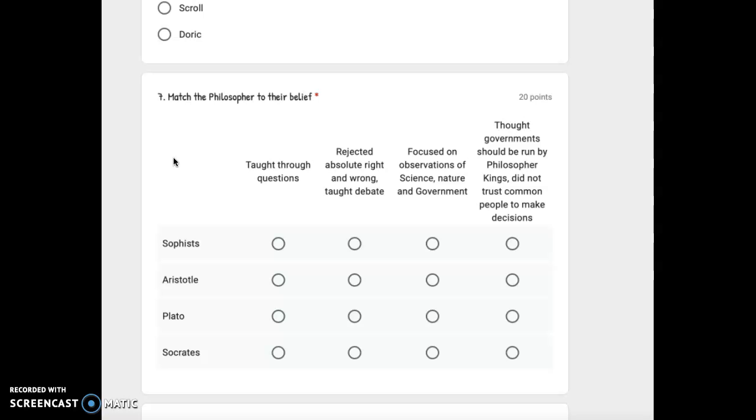Now you must match these philosophies to the philosophers. And your philosopher choices are Sophist, Aristotle, Plato, and Socrates.